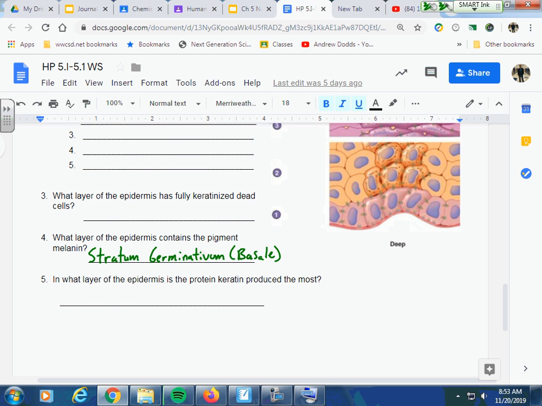All right. And number 5, in what layer of the epidermis is the protein keratin produced the most? Tough protein, keratin. I always think of like rice grains, grainy. Stratum granulosum. Okay, so that's everything for your quiz Friday. All right.